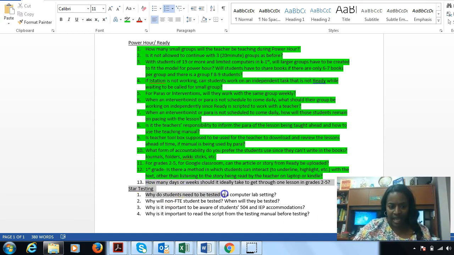Number 13, how many days a week should it take to get through one lesson in grades 2 through 5? In all grade levels, it should take a week. There is also an implementation guide in Ready that lists how to go through the lesson, which you should do on day 1 all the way through day 5. The lesson sometimes progresses, but there is not a test at the end. There are things that they do every day, so it needs to be stretched out for the week.